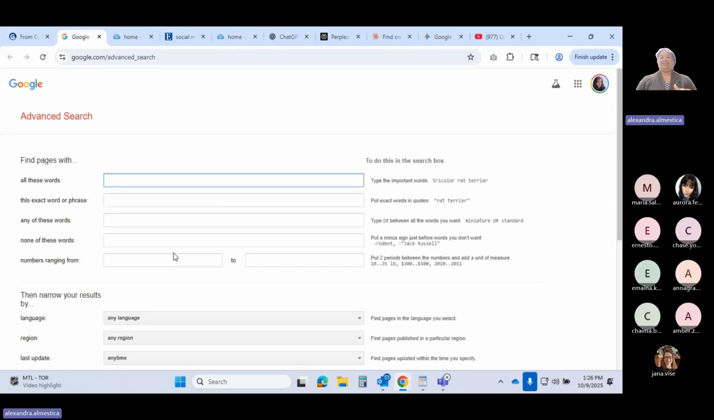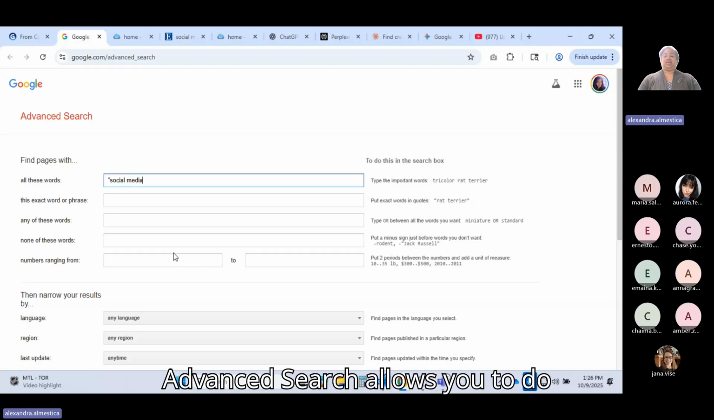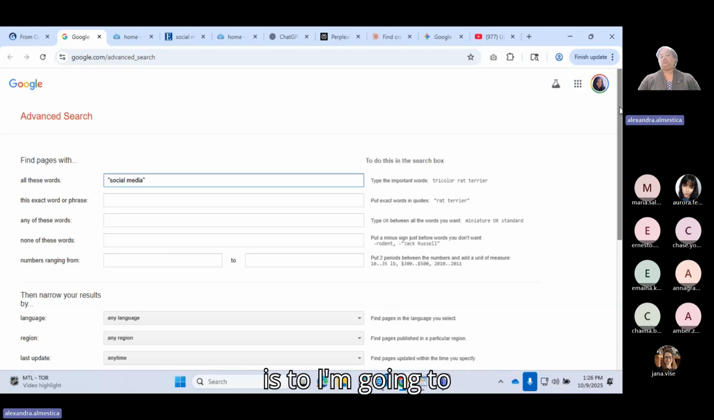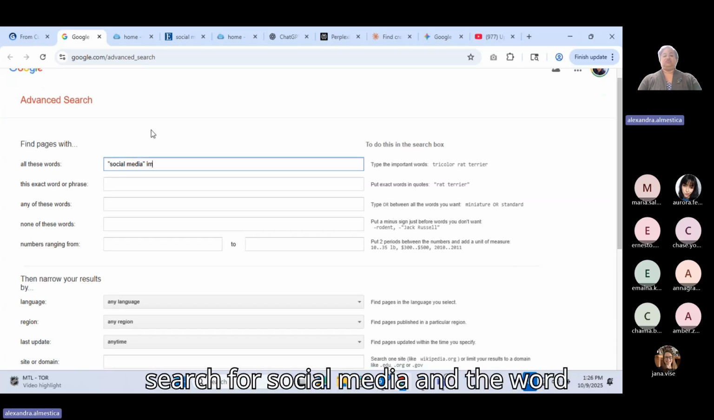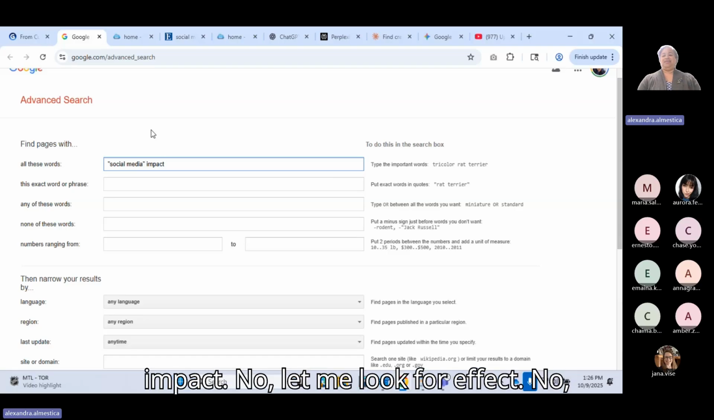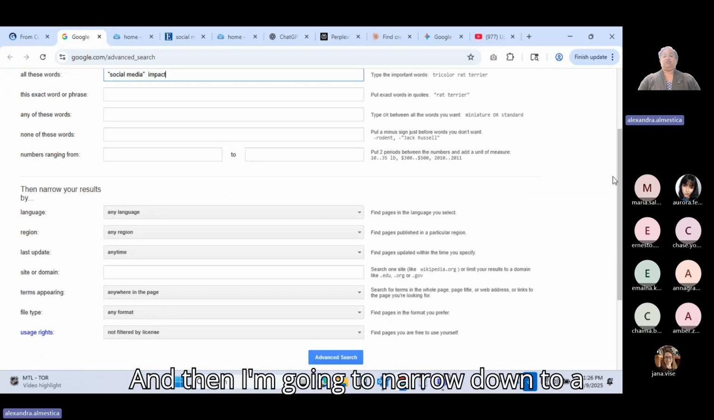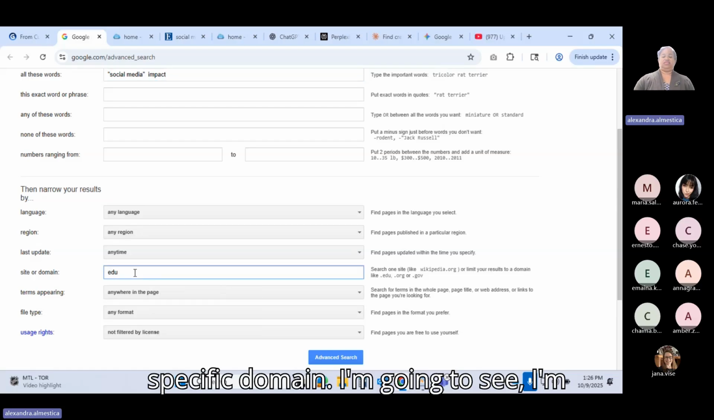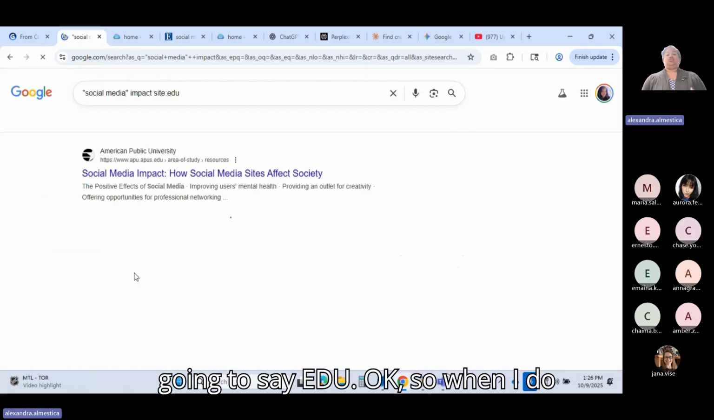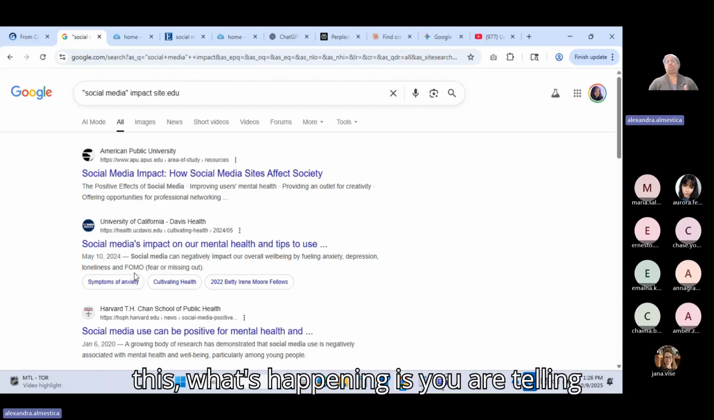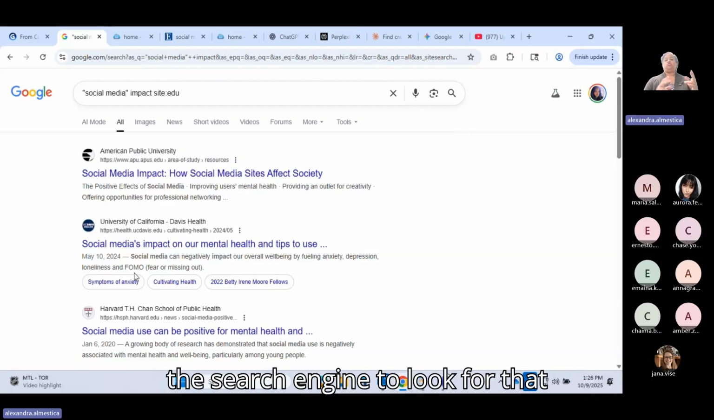What Google Advanced Search allows you to do is, I'm going to search for social media and the word impact. Sorry. And then I'm going to narrow down to a specific domain. I'm going to say edu. Okay. So when I do this, what's happening is you are telling the search engine to look for that specific phrase and that word in a specific website.